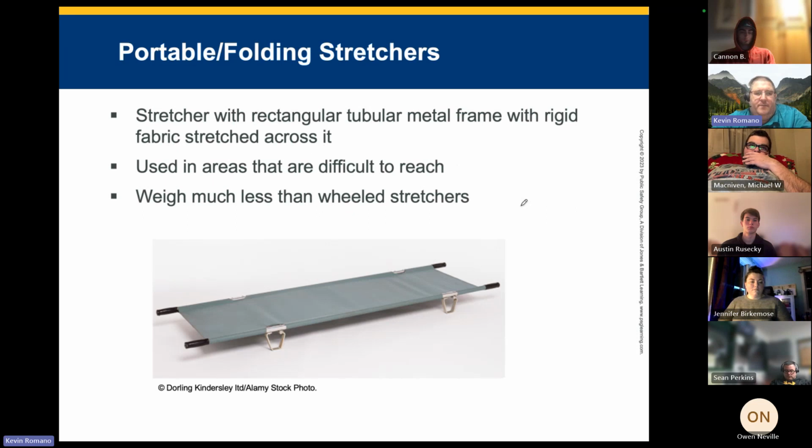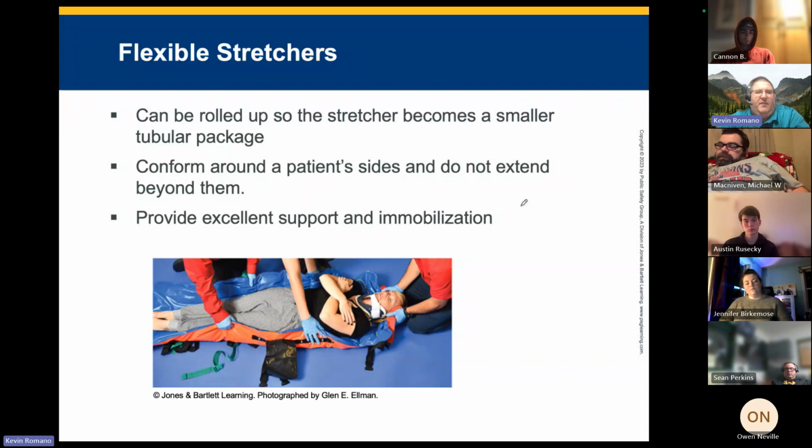Folding stretchers. Right, I haven't used one of these, I can't tell you how long. But some ambulances still carry these. Right, they weigh a lot less and they're easier to get the patient in and out of residences and things like that. No different than using a scoop or a backboard. The other one's the Reeves sleeve. Reeves sleeves are really good too. A lot of services have those on their ambulances that I've seen as well. Flexible stretchers.